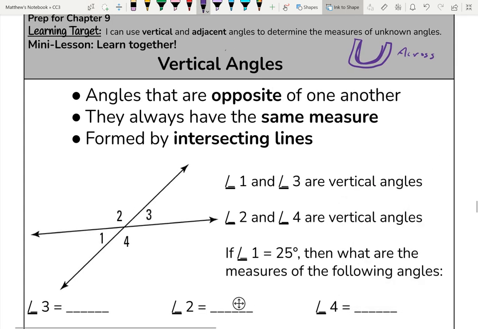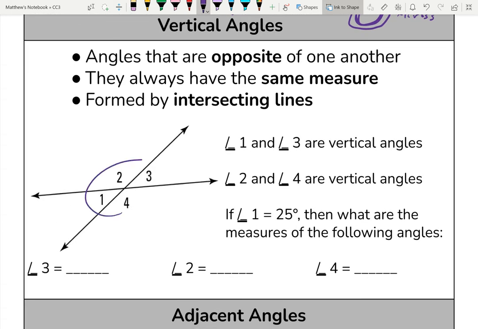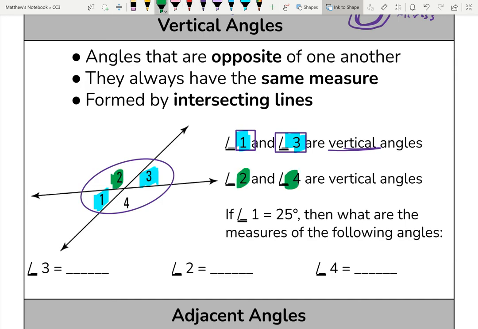So vertical means across or opposite of. And so if I'm looking at this example here with angles 1, 2, 3, and 4, angles that are across from each other or vertical are angles 1 and 3. So I'm going to go ahead and highlight those. And then the other pair would be angles 2 and 4.